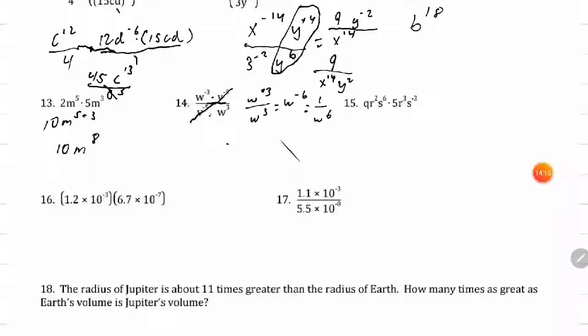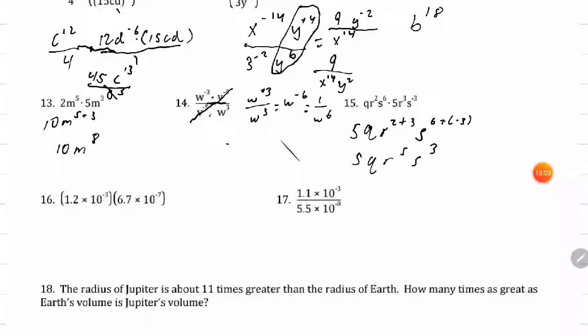15. Okay. So q by itself. Nothing's going to happen to q. Same with the 5. So 5q. r squared times r cubed is r to the 2 plus 3. And then we have s to the 6 plus a negative 3. So this is 5q, r to the 5th, s to the 3rd. That's an s.